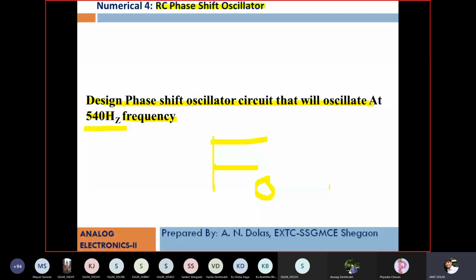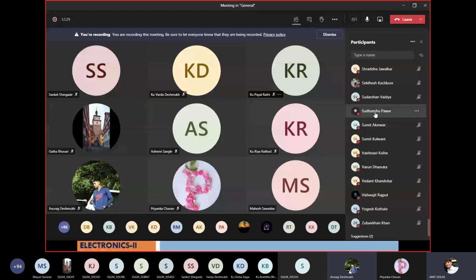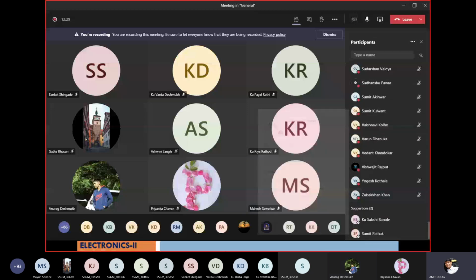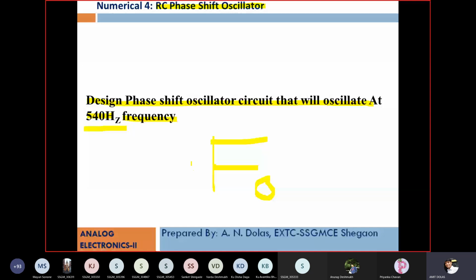So what is the formula? I'm expecting the formula from your end. What is the formula? F0 is equal to 1 upon 2 pi RC under root 6. Yes, the under root 6 is outside. Sometimes students make the mistake of taking all the terms under the root. Not like that. It is F0 equal to 1 over twice pi RC under root of 6.